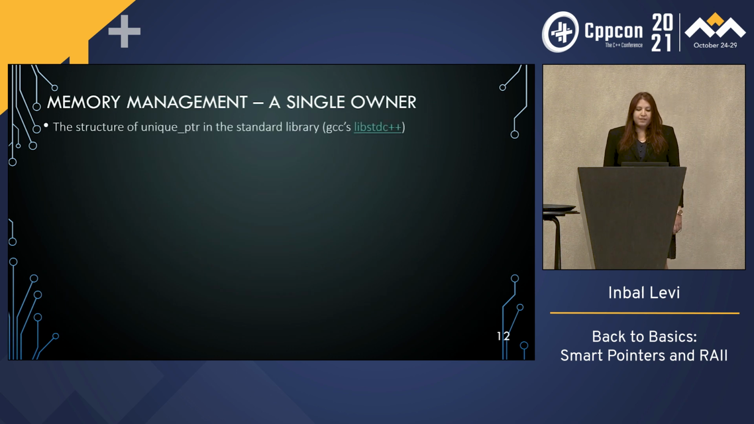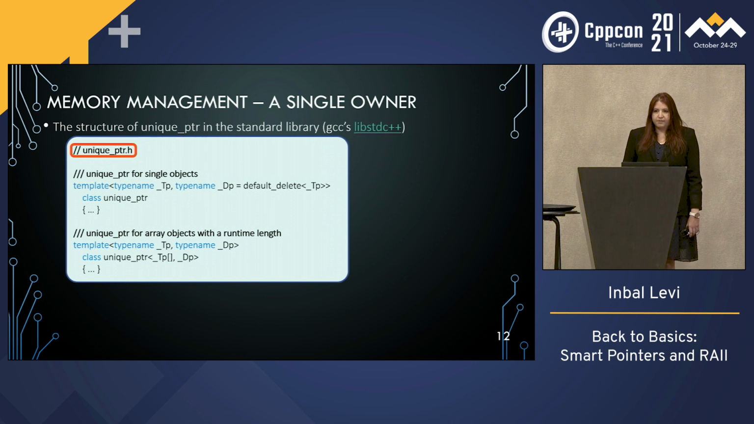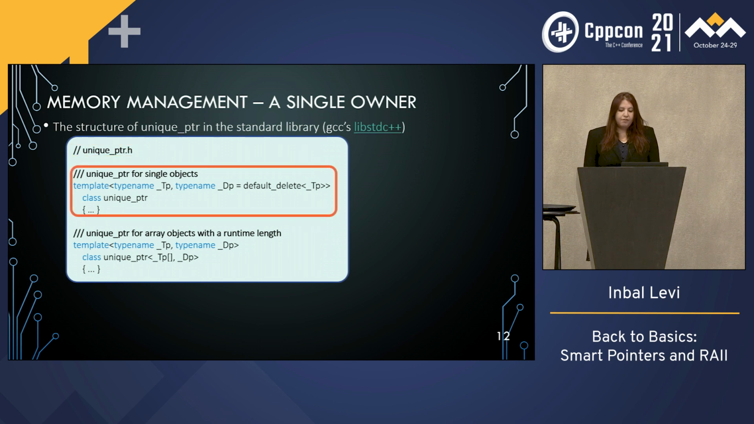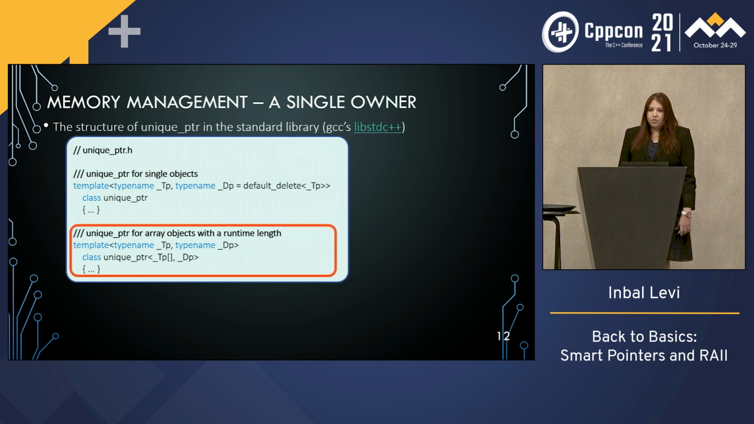Let's look at how we deal with that. So in this slide, we're going to look at the structure of unique_ptr in the standard library. Don't be afraid. That's simplified code, but still, from GCC's libstdc++. So first of all, the structure of the file. We have unique_ptr, defined in a header. That already tells you that this is a compile time utility. Part of the unique_ptr header is for single objects, and you also have an implementation for arrays of objects of runtime length.